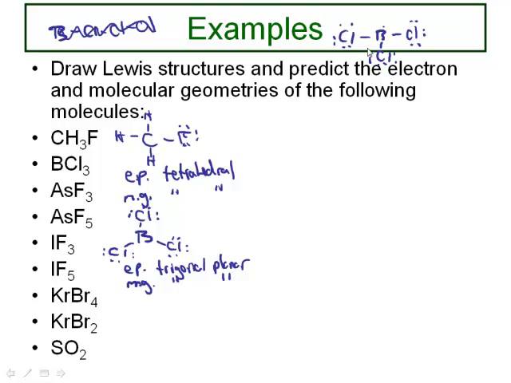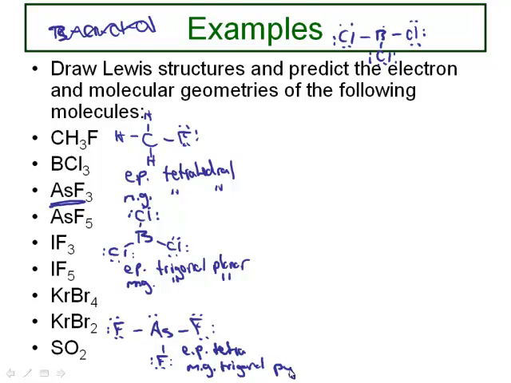Okay, let's look at the next one, arsenic trifluoride. My next victim is going to be Gabe. Help me out. Arsenic trifluoride has 3 fluorines. Okay, the electron pair geometry is tetrahedral. The molecular geometry is, what did you say? Trigonal pyramidal, that is correct.